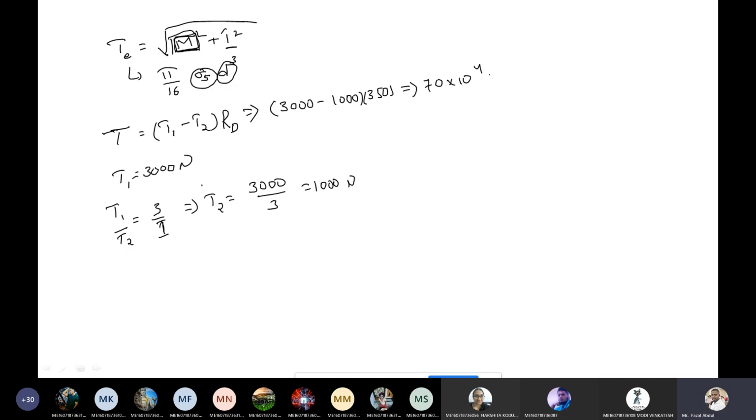What is the unit of torque? Tension is in newtons, radius in mm, so the unit is Newton mm. Okay, so the T value we calculated. What is the T value here? The T value which is required in this equation.